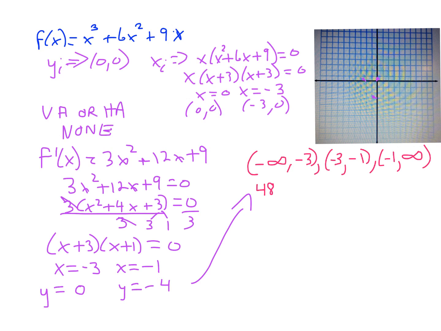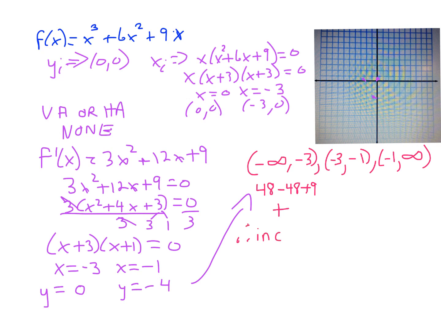Then 12 times negative 4 is negative 48, and then plus 9. So that's going to come out as a positive value, and that means that we are increasing in that interval.